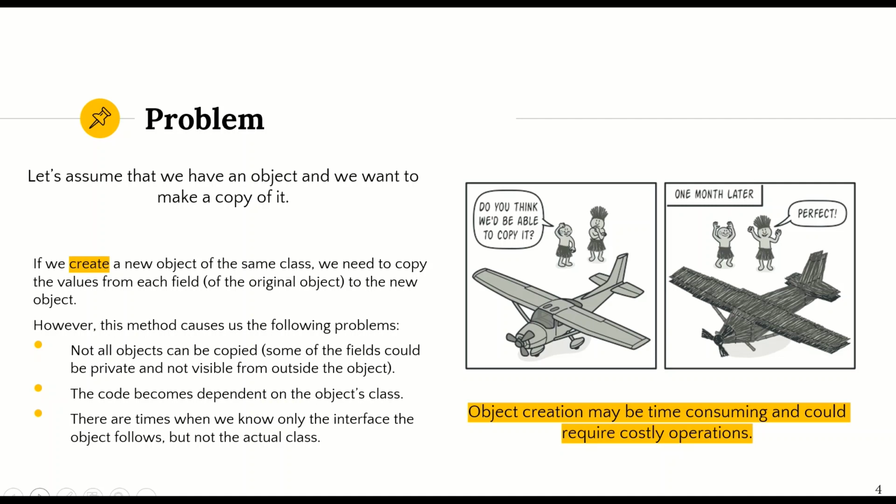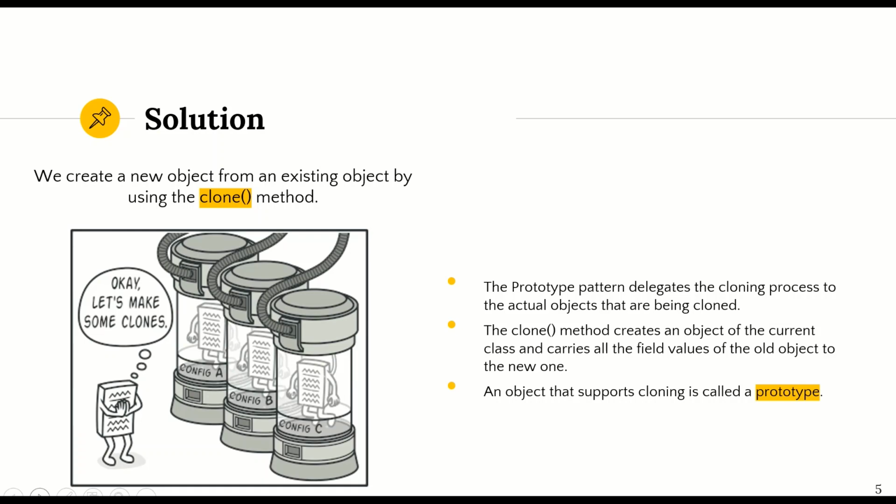Even though we don't have these problems, our code becomes dependent on the object's class, and the object creation can be time-consuming and could cost a lot. So, a solution to this problem is to create a new object by using the clone method on the existing object. This method creates an object of the current class and carries all the values of the old object to the new one.